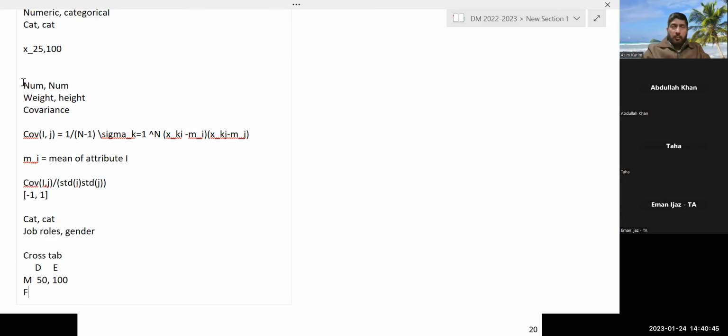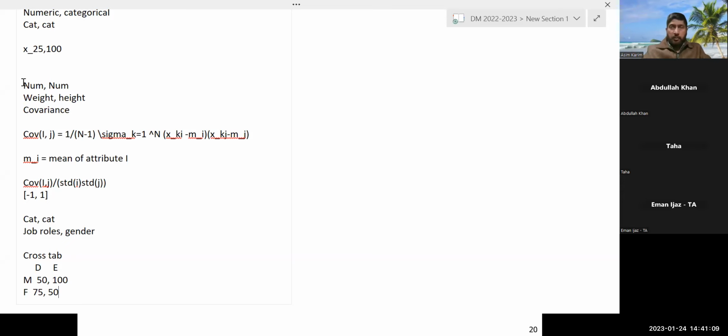Now we are talking about females. So how many females are doctors? Let's say 75. And how many females are engineers? Let's say 50 here. Okay? So these are counts actually, the number of observations that have this characteristic. Remember we are talking about two columns, two attributes, both of them categorical.